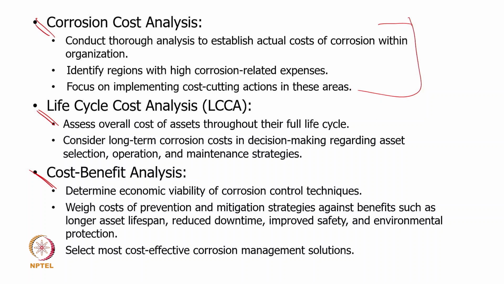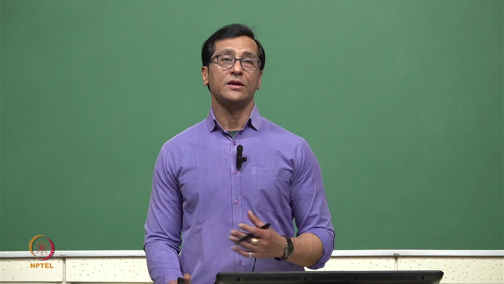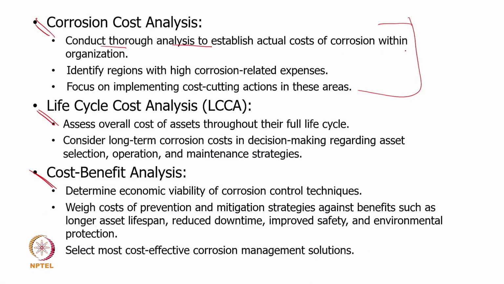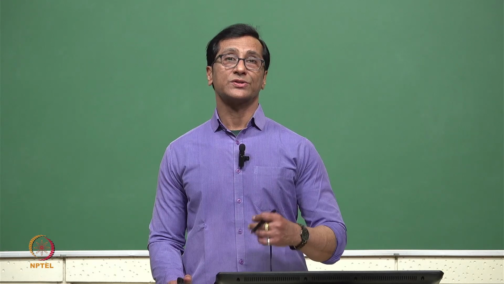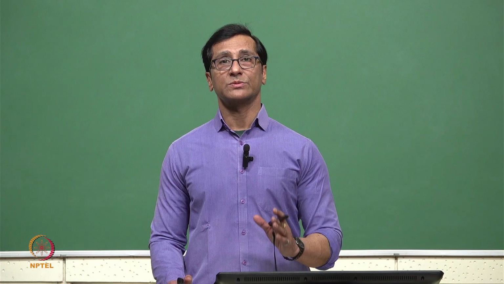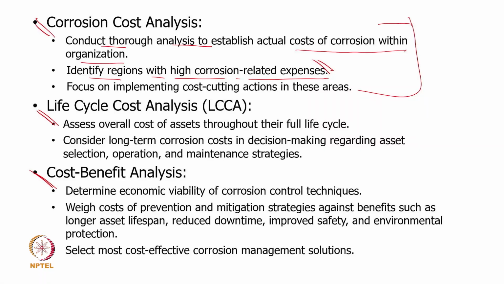Again, we really require many experiments to get this kind of results. In industry, they keep a logbook so they can get a number of data, and they keep recording all those data. So they conduct thorough analysis to establish the actual cost of corrosion within an organization. They find out the regions where corrosion related expenses are high, so that whenever they find these expenses are high, they can implement. But if expenses are not on a higher side, and the sensor cost, monitoring cost, recording cost are going on a higher side, that should not be done. Then maybe condition based monitoring may not be correct. So that's why we are saying focus on implementing cost cutting actions.